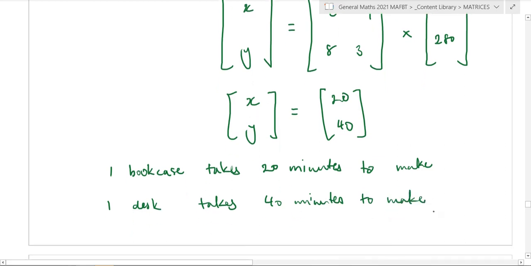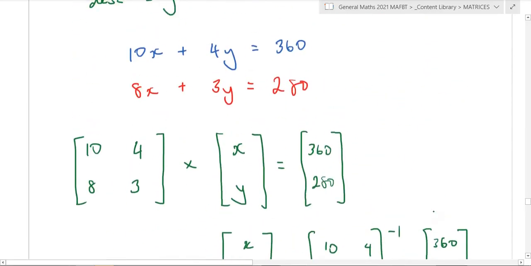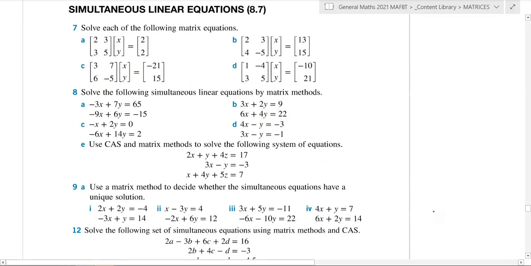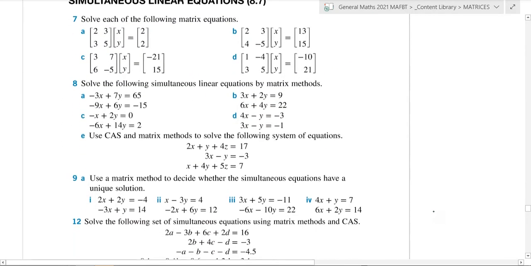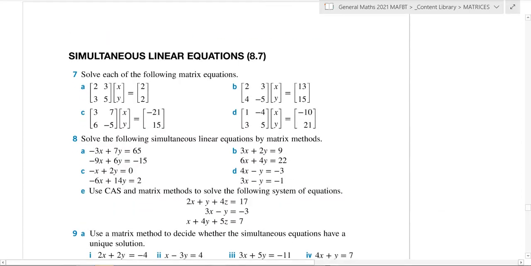And that is essentially how we solve simultaneous equations with these. Okay, so once you've done and watched this, guys, go ahead and complete these questions for 8.7, and that'll be the final chapter for matrices. Thank you.